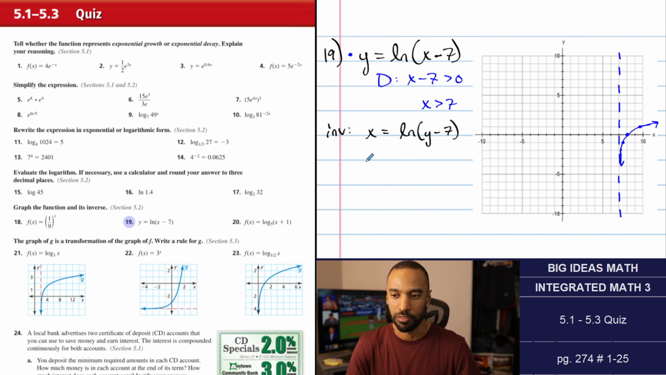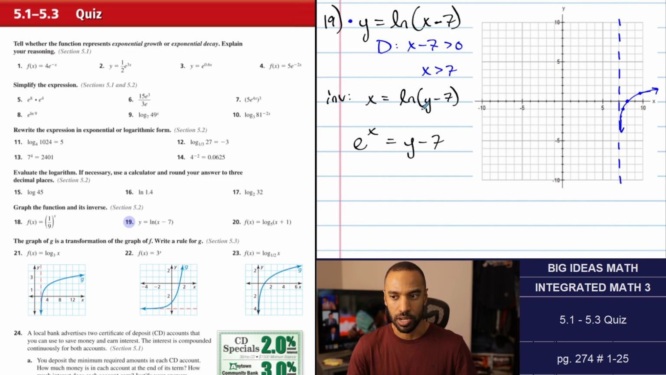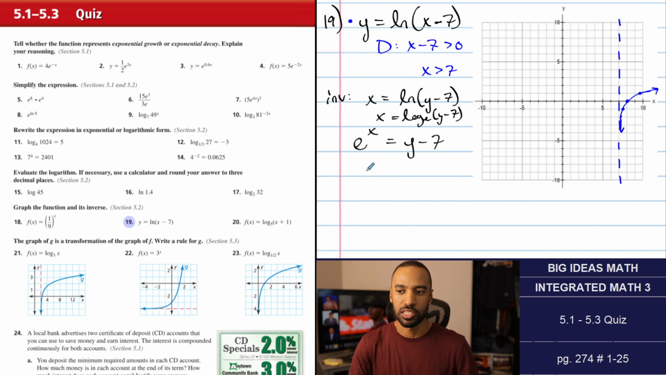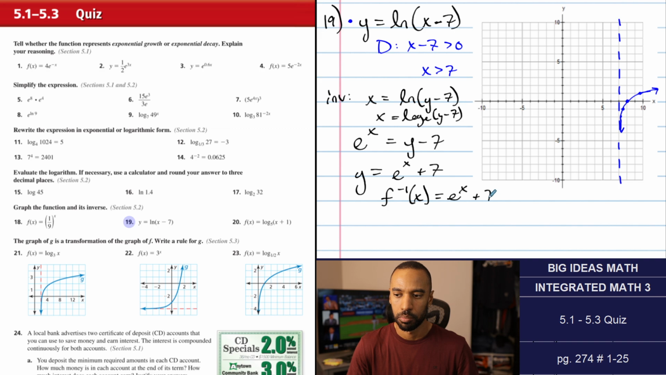We're not literally solving for it, but e to the x power gives you y minus 7 is the exponential form of this, right? It's not just a magical e that appeared. Remember, this is log base e. So we can add 7 to both sides, and you'll get y equals e to the x plus 7, or in inverse form, inverse of f equals e to the x plus 7.